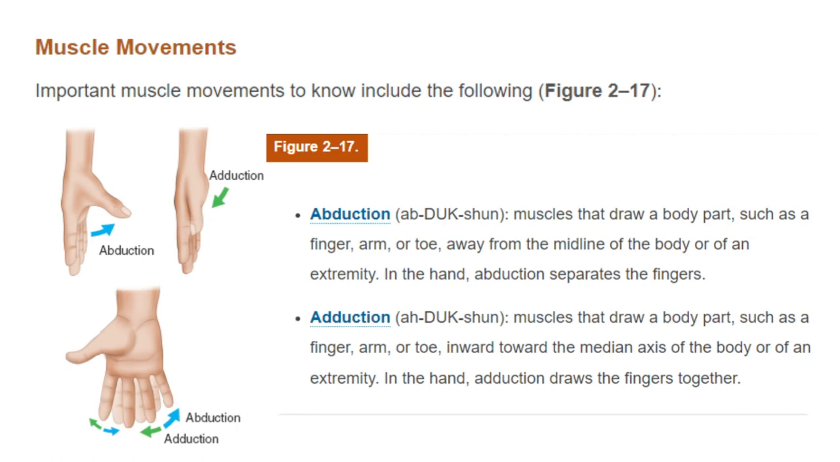Muscle movements. Important muscle movements to know include the following. Figure 2:17. Abduction: muscles that draw a body part, such as a finger, arm, or toe, away from the midline of the body or of an extremity. In the hand, abduction separates the fingers. Adduction: muscles that draw a body part, such as a finger, arm, or toe, inward toward the median axis of the body or of an extremity. In the hand, adduction draws the fingers together.